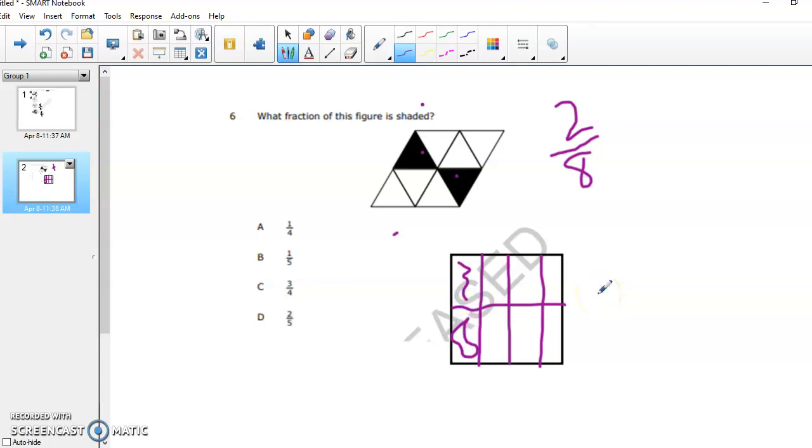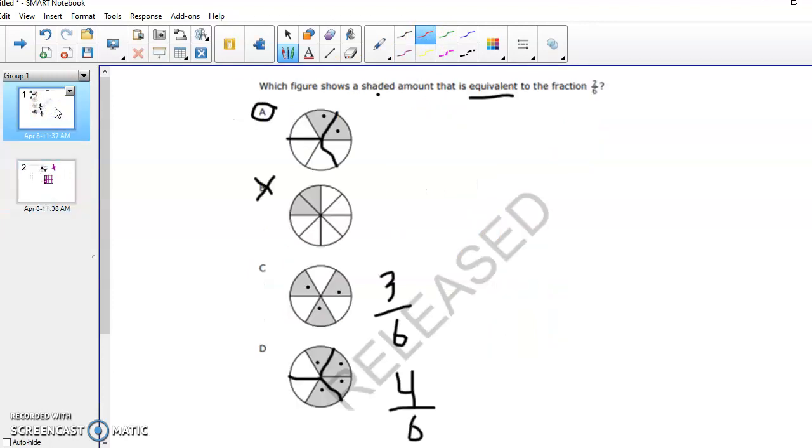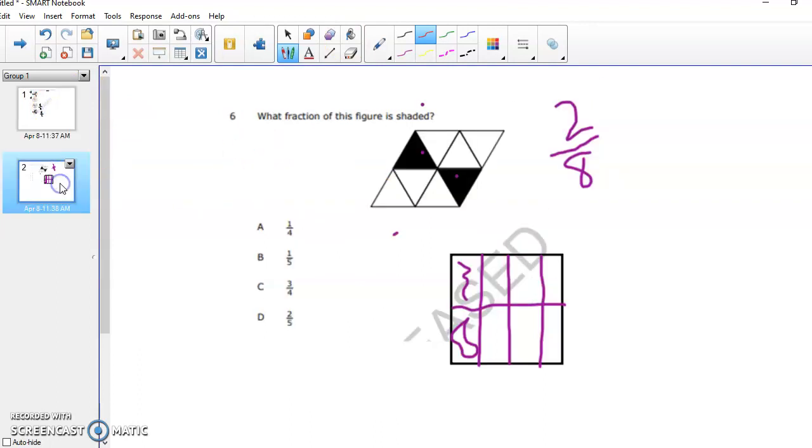So how can I take 8 pieces and turn them into 4 pieces? Well, here I'm just going to have to put some pieces together instead of making them into more. In the last one, I split them into more pieces, but now I need to make them into less pieces. So how many pieces would I need to group together to make 4 equal pieces here? Well, I group 2 together.